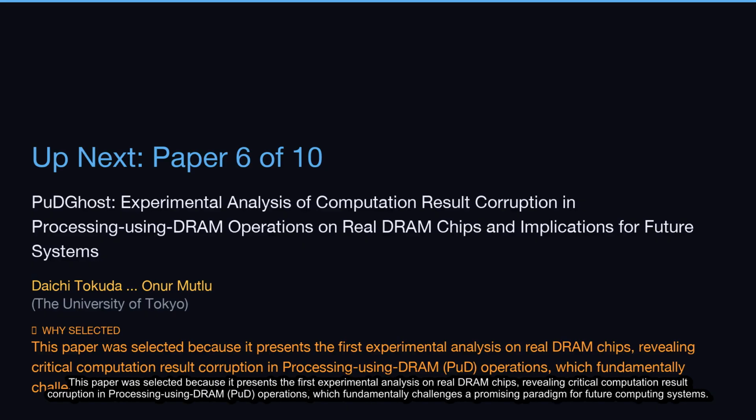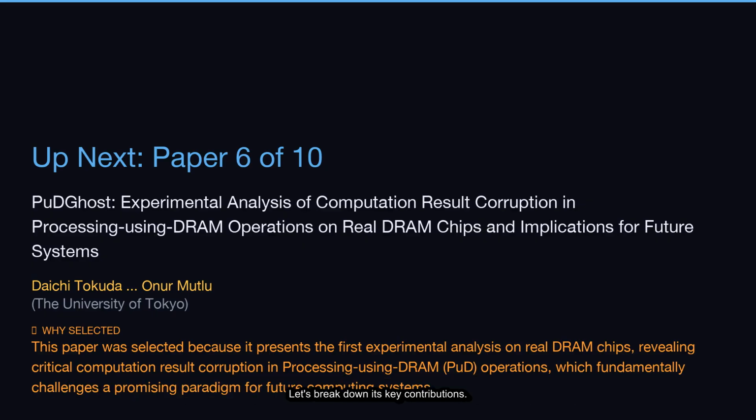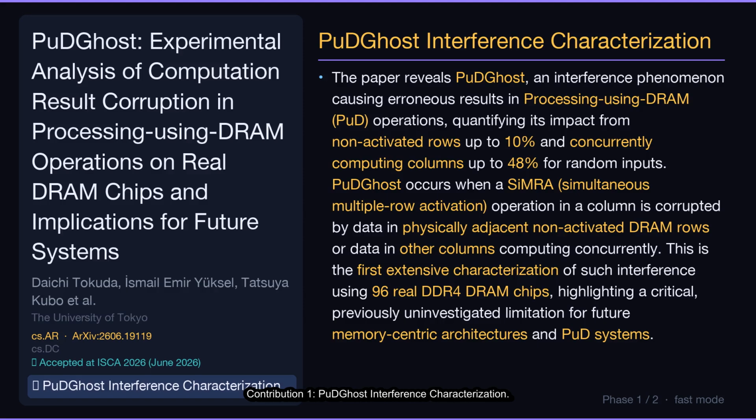This paper was selected because it presents the first experimental analysis on real DRAM chips, revealing critical computation result corruption in processing-using-DRAM (PUD) operations, which fundamentally challenges a promising paradigm for future computing systems. Let's break down its key contributions. Contribution 1. PuDGhost Interference Characterization.